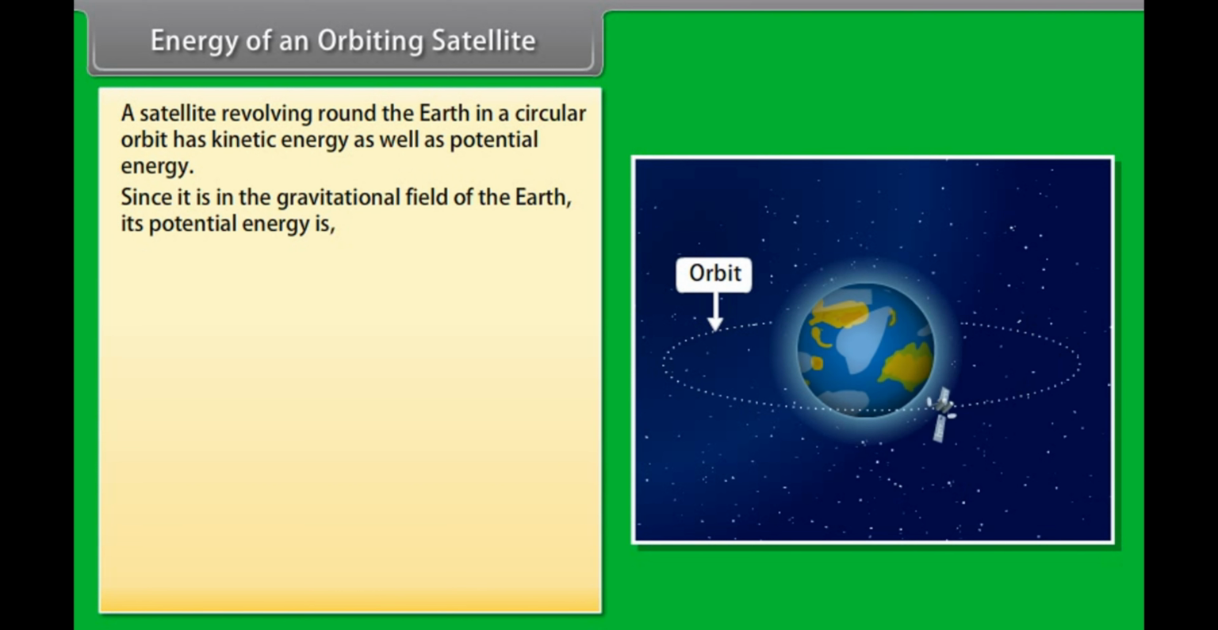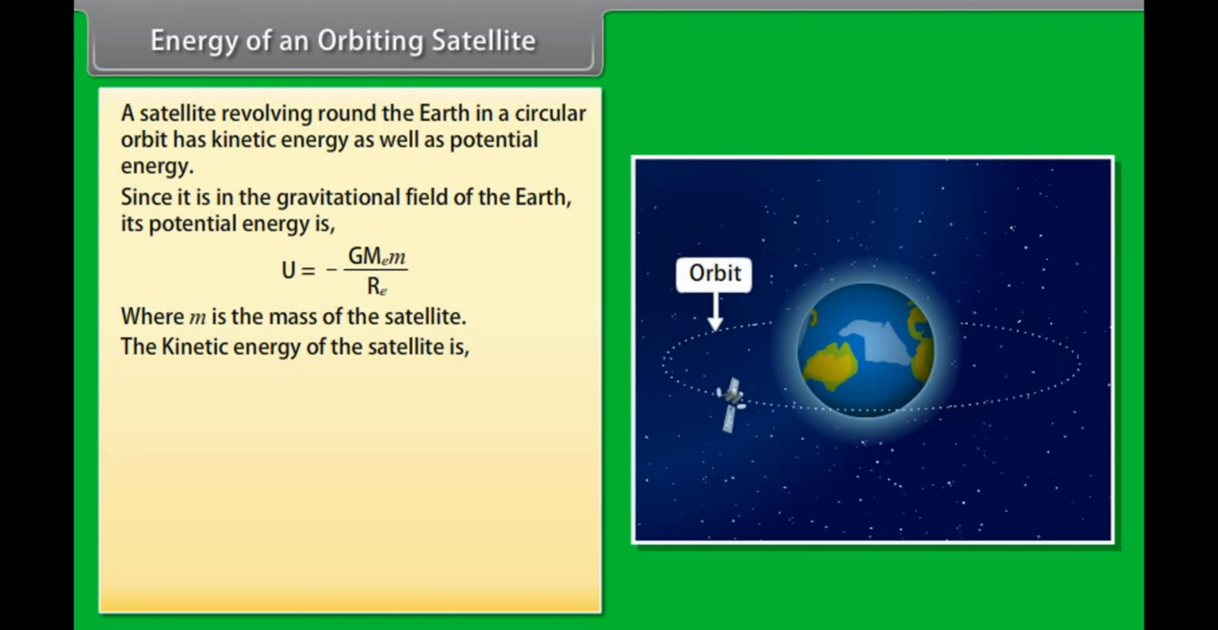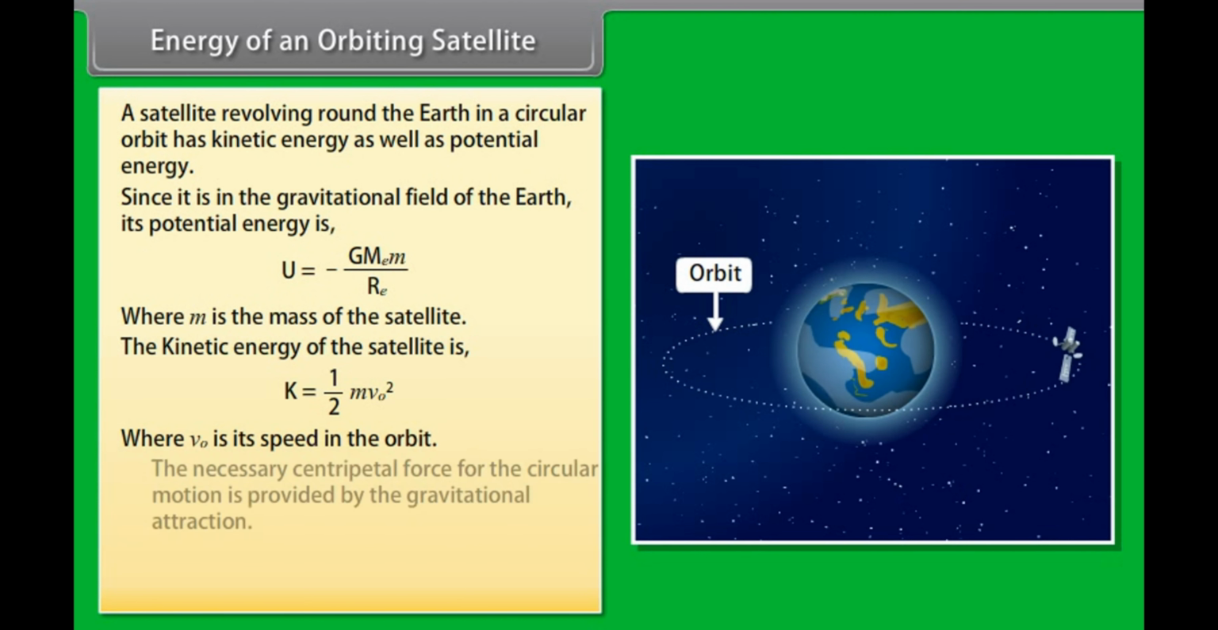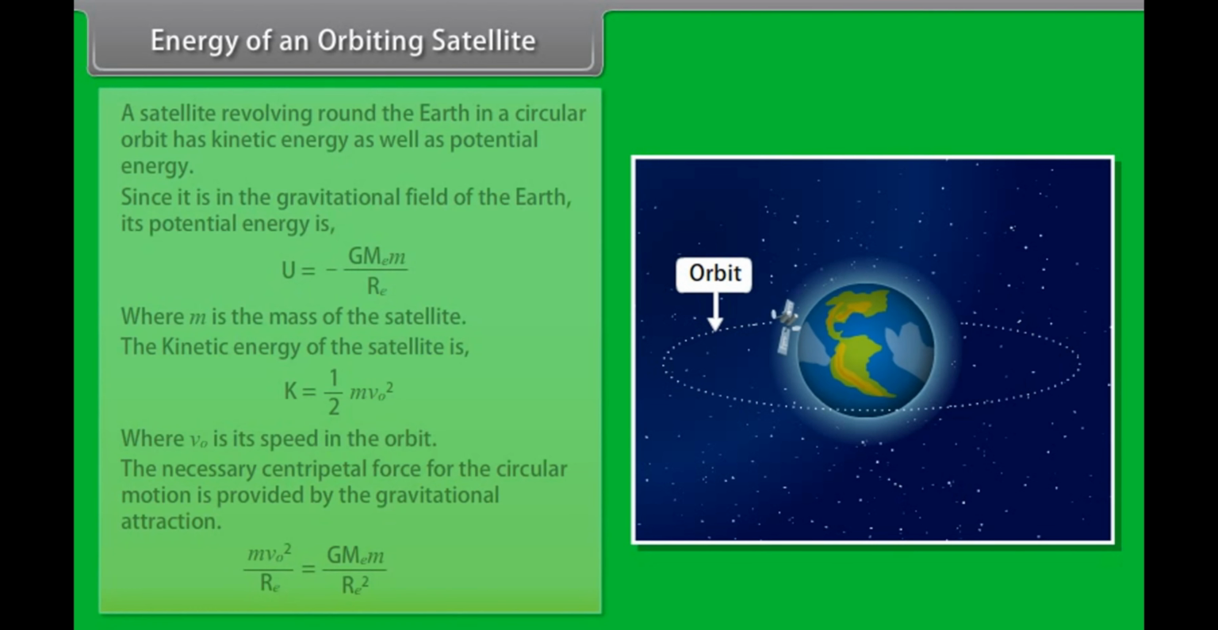Since it is in the gravitational field of the Earth, its potential energy is U = -GMeM/RE, where M is the mass of the satellite. The kinetic energy of the satellite is K = 1/2 mv0², where v0 is its speed in the orbit. The necessary centripetal force for the circular motion is provided by the gravitational attraction.